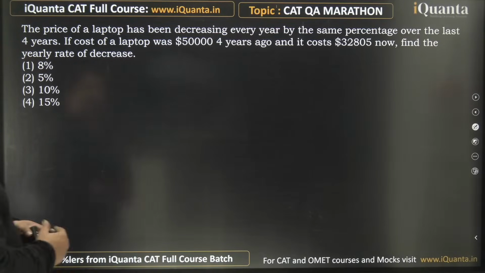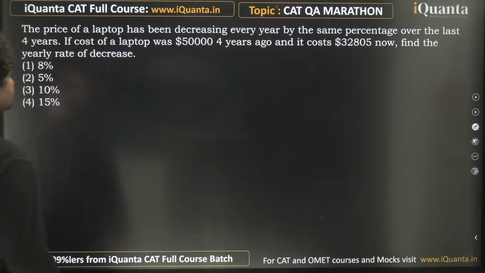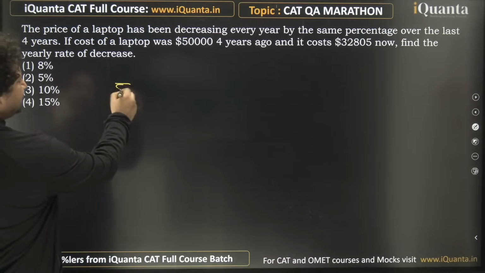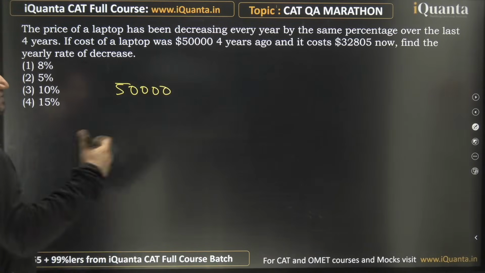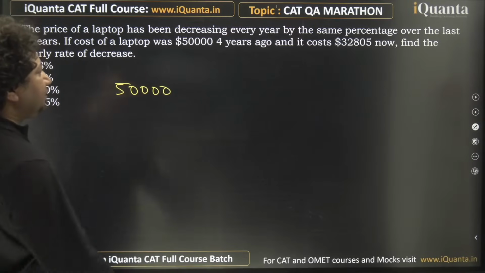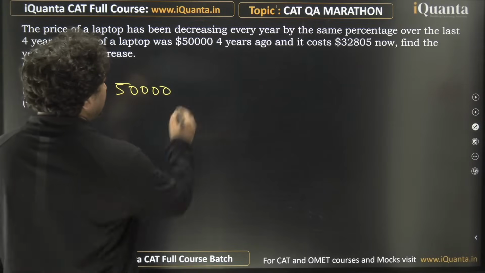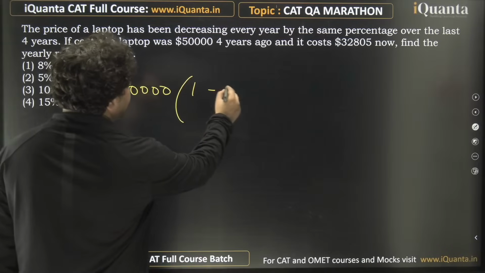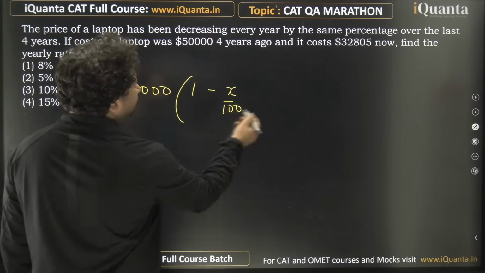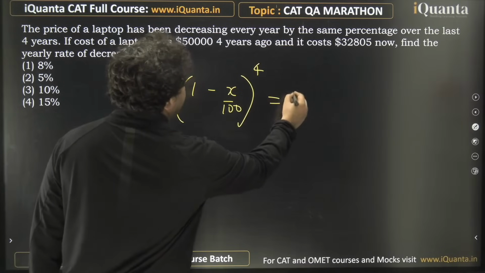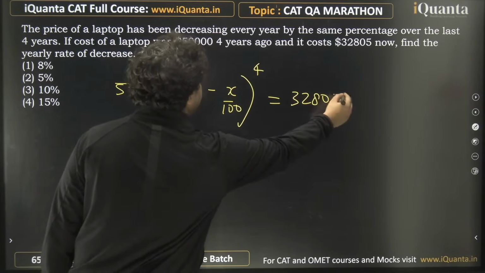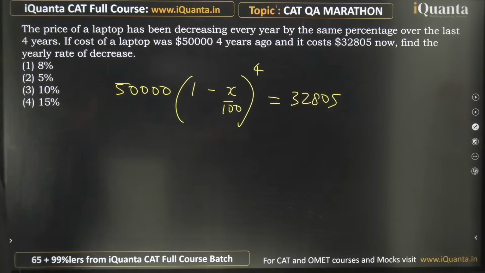Okay. It was 50,000 earlier. It is decreasing by a certain percent. Let the percentage be x. So I can multiply this by 1 minus x by 100 for 4 years. I'll just put the power as 4, and this will be equal to 32805. Right? Is the equation clear, everyone? That is the equation.